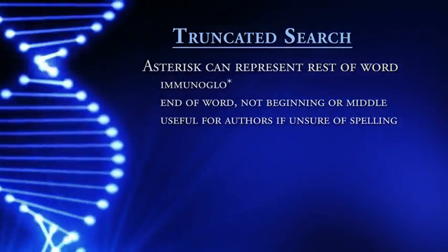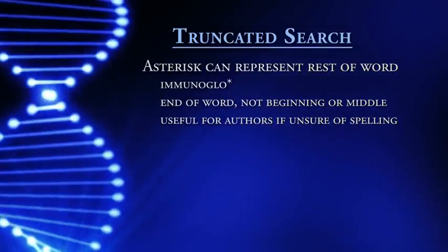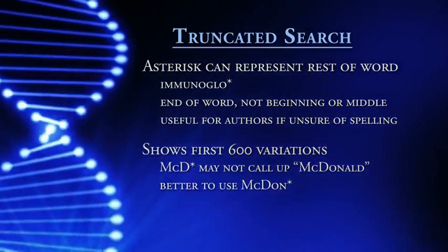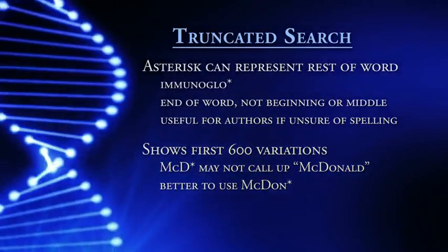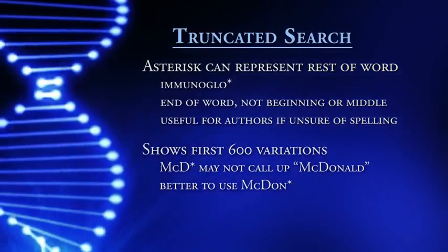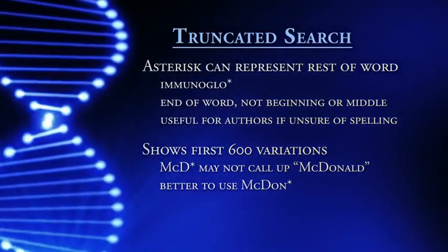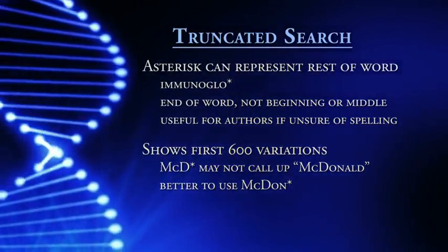It's also very useful for an author name if you don't know the spelling. However, there is a limitation. It only shows the first 600 alphabetic variants. For instance, if you are using the name McDonald, and you're not quite sure if it's McDonald or McDonaldson, then it is better to type MCDON* than just MCD*. Put in as much of the spelling as possible.